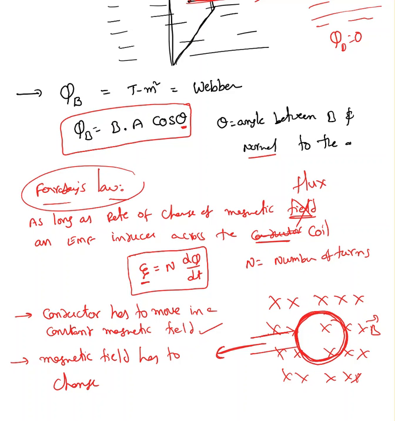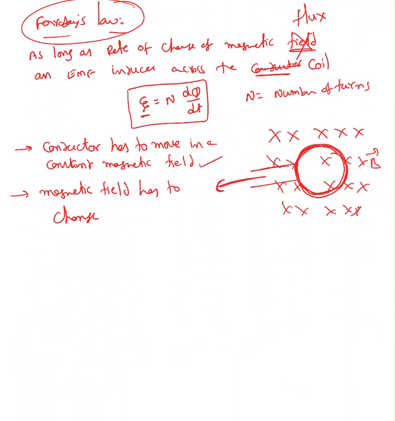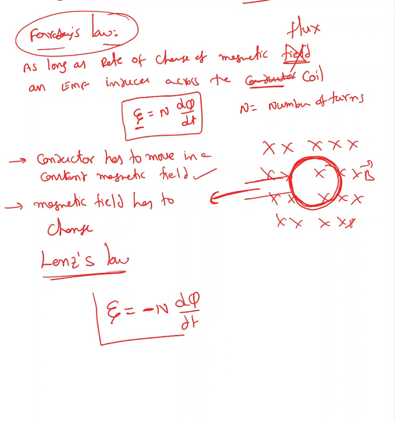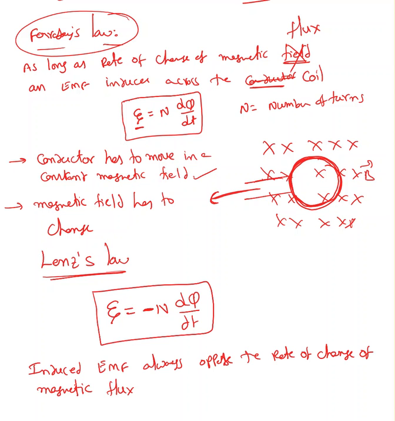Now after Faraday, Lenz came across and modified it a little bit. According to Lenz's law, the induced EMF E always opposes the rate of change of magnetic flux. That's what this negative indicates.